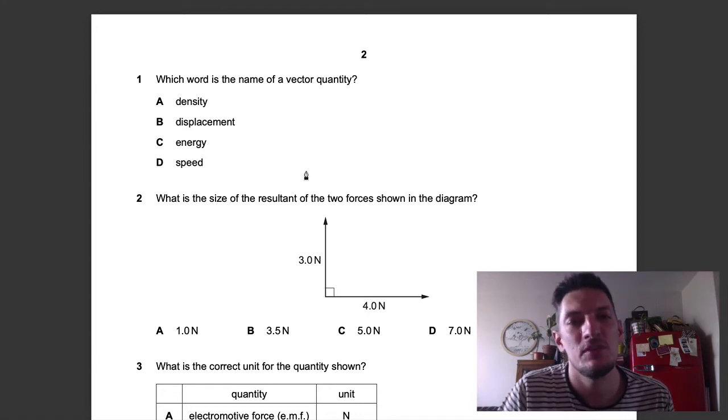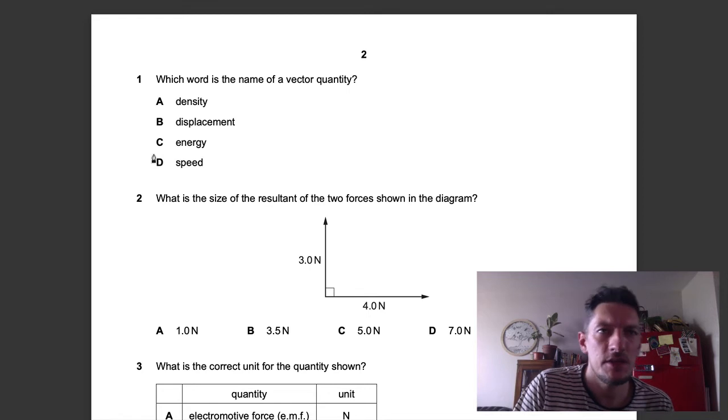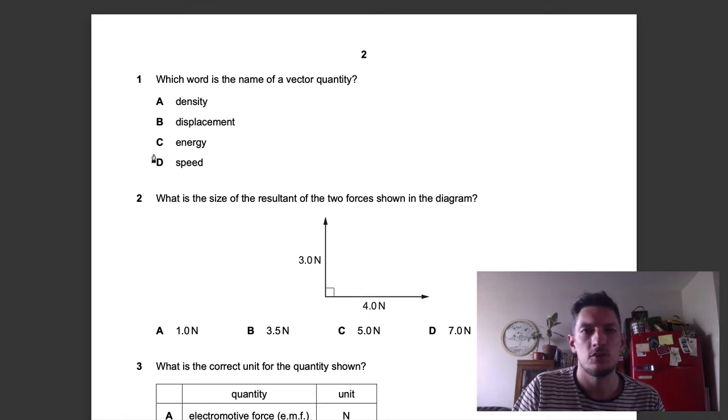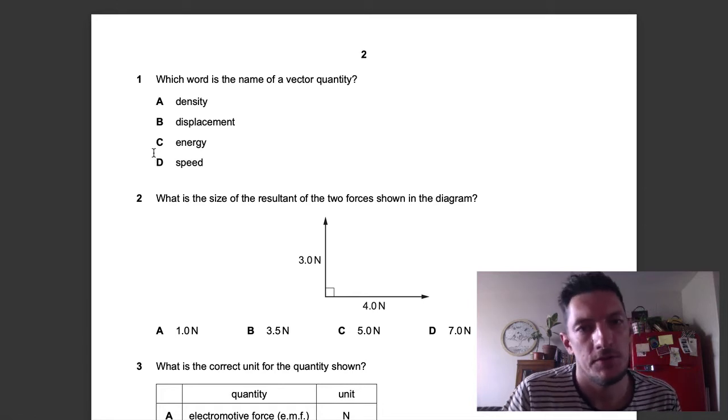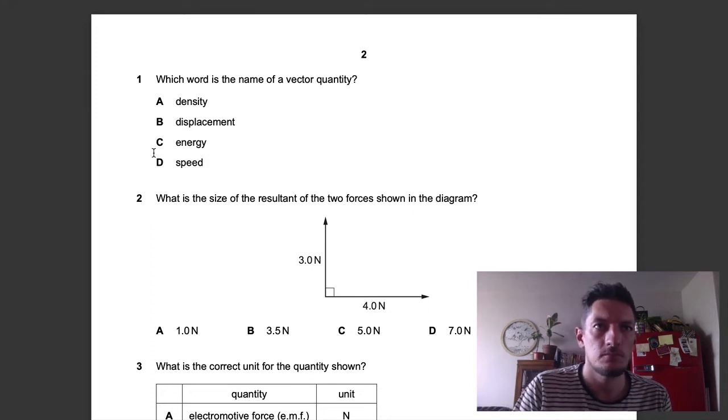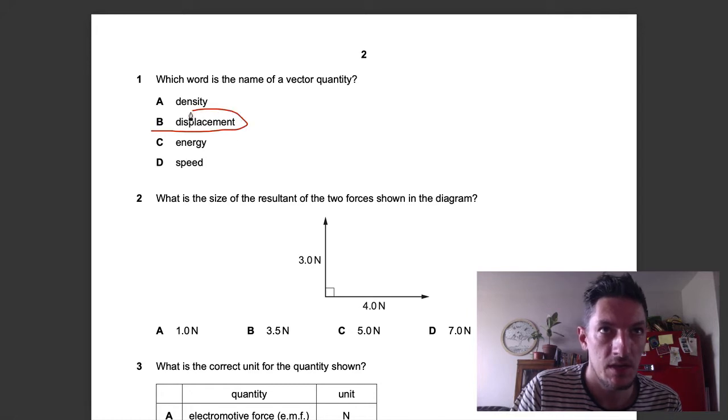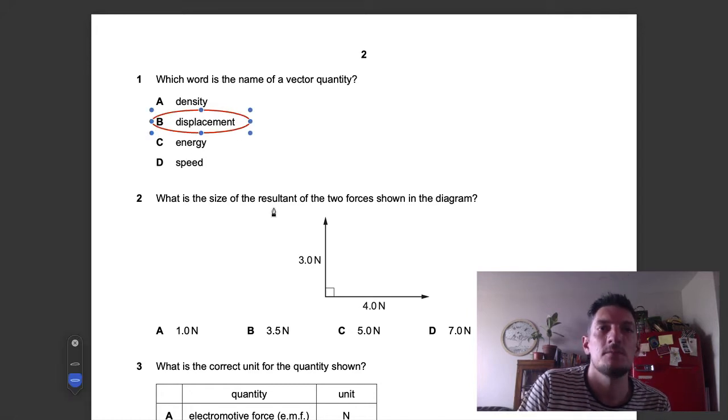Let's just, for the sake of completion, take a look at the last two. Energy. Can energy have a direction? No. And speed is a scalar. The vector form of speed would be called velocity. So in conclusion, the correct answer is B, displacement. Great.